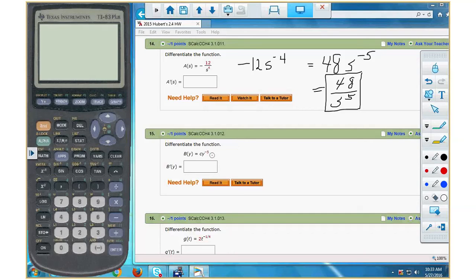Well, do the formula. Negative 5 times whatever's in front, C, times y to the negative what? 6. And then you put that y to the negative 6 downstairs. And again, WebAssign may not want that, but I'm going to show you. Negative 5c divided by y to the 6th.